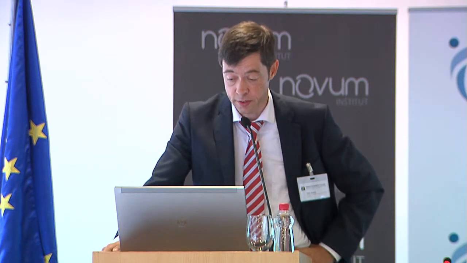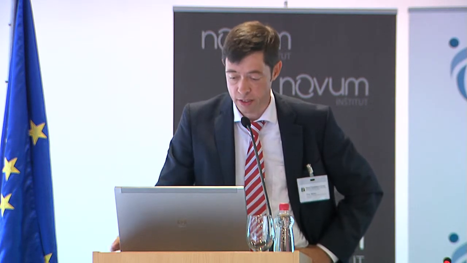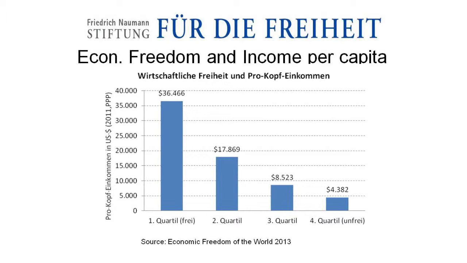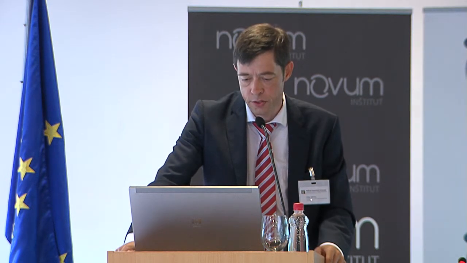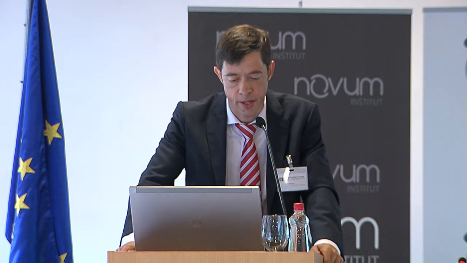And the point is, economic freedom is not a thing for itself. It pays in the form of higher income, less poverty, less unemployment, etc. This is the first outcome. As I told you, we bundle the results in 4 quartiles. And you see on this picture the first column, the most free economic countries in the world. They have a per capita income of $36,466 a year. So they are better off.